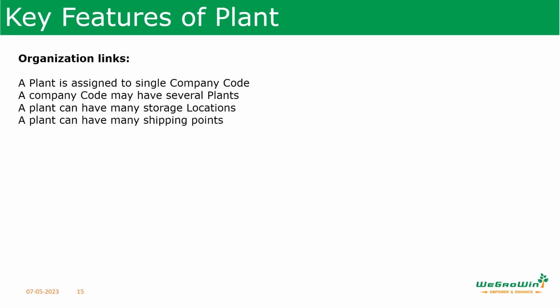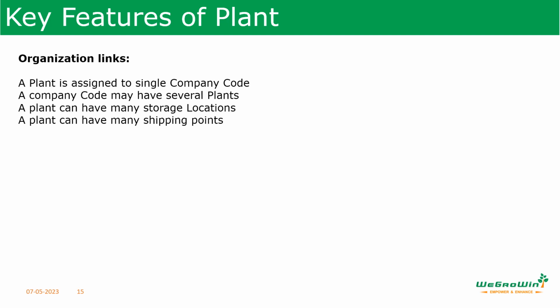So what are the key characteristics of the plant? Again, I'm repeating here, a plant is assigned to a single company code, but a company code can have several plants. And similarly, several storage locations in which material stocks are managed can belong to one single plant, but a storage location cannot be assigned to more than one plant, okay? And then a single business area is assigned to a plant and to a division.